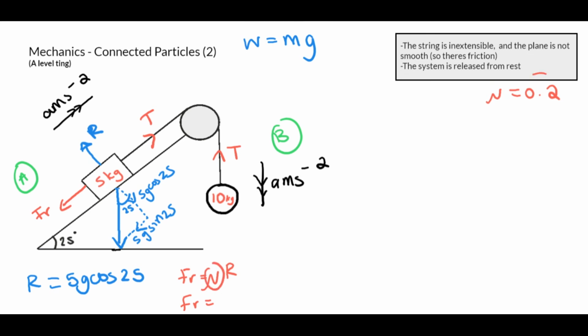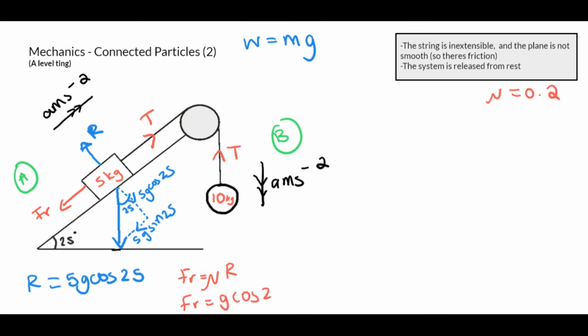So, friction is equal to mu R. Mu, we just said 0.2. So, I'm going to put 0.2 right there. And that's equal to the reaction force, which is 5g cos 25. Now, we're lucky because 0.2 times 5 is just 1. So, we're just going to be left with g cos 25. So, let me just rewrite all of that. So, it's just going to be g cos 25.